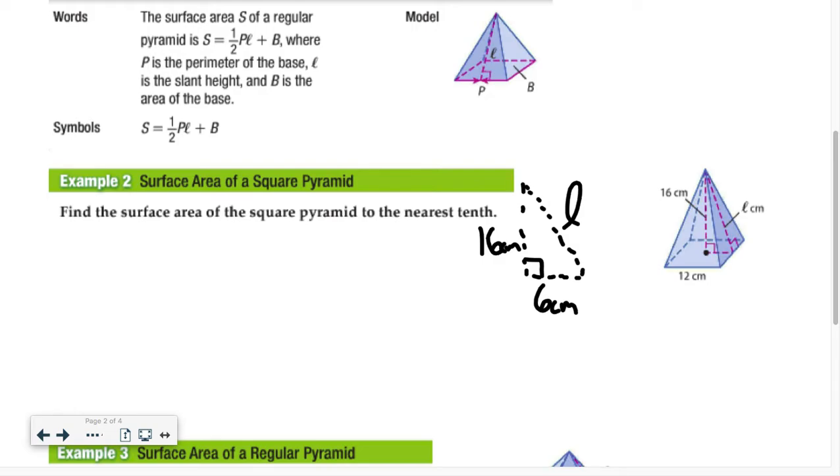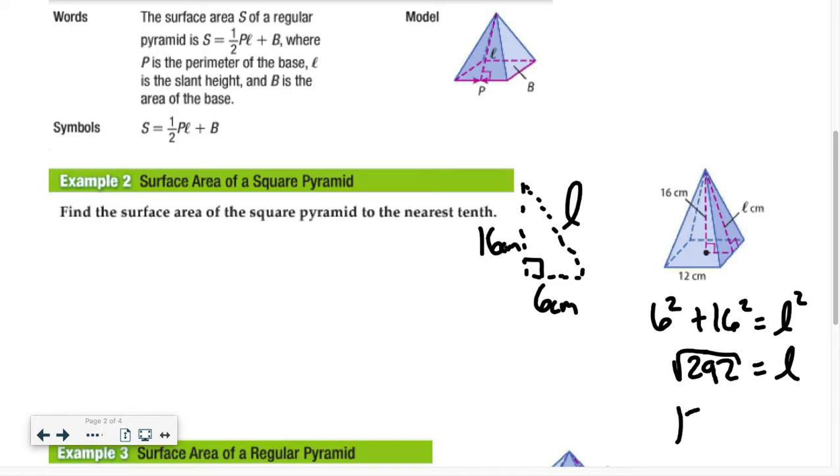So you would just go leg squared plus other leg squared. What we got is that the square root of 292 is equal to L. All right, the square root of 292 is, I'm going to get a calculator out here, 17.1. Make sure I've done that right. 6 squared. Yep. So 17.1 is the slant height.